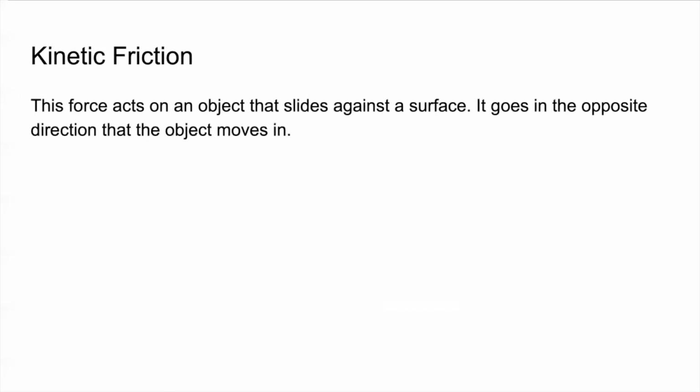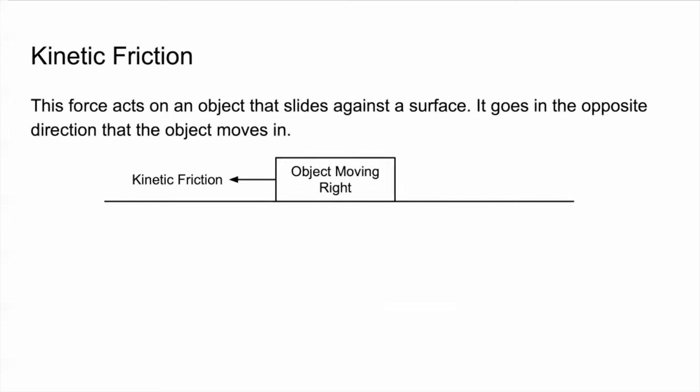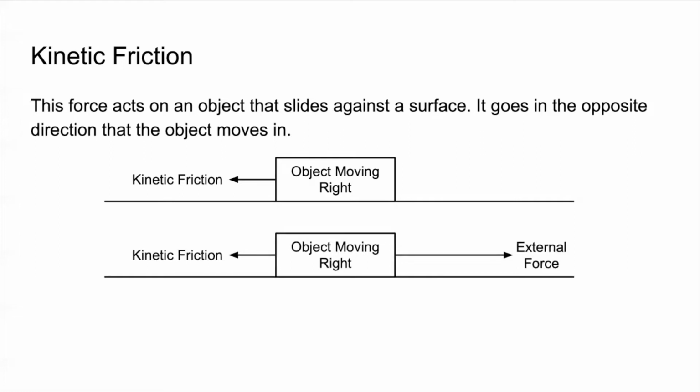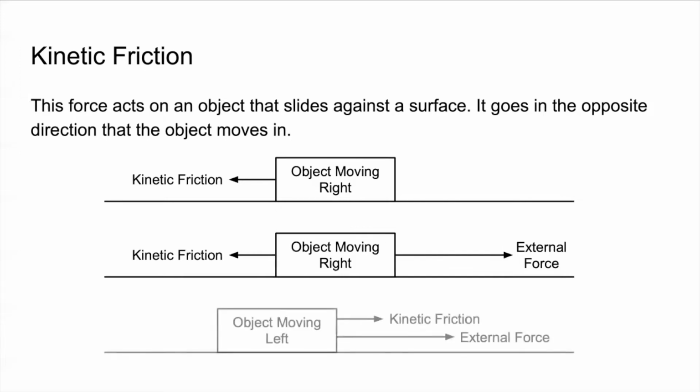So kinetic friction acts on an object that is moving. So it goes in the opposite direction that the object is moving in. So here's an example. An object is moving right, and there are no external forces acting upon it. In that case, kinetic friction will go to the left. And even if there is an external force acting upon it, the kinetic friction will still go to the left because the object is moving right, and the magnitude of the kinetic friction is not changed. If the object moves left, then the kinetic friction will act to the right, even if the external force is also acting to the right.